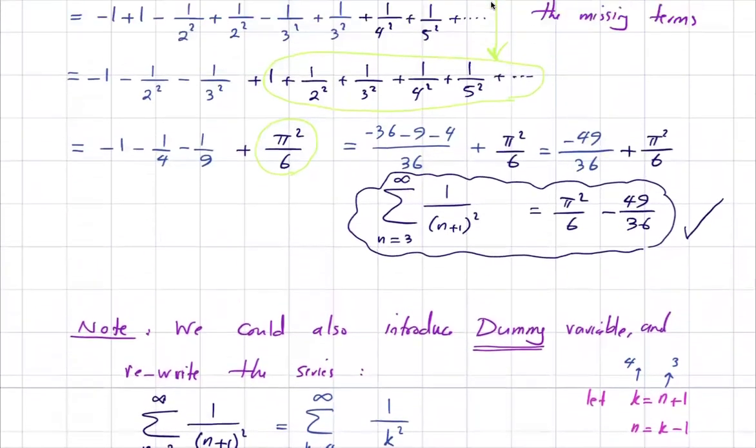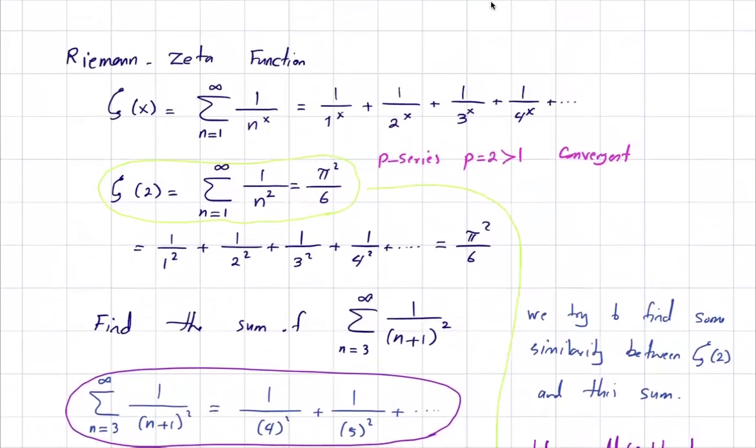So let me recap what we did. We introduced Riemann Zeta function. Zeta of x is defined as the summation of 1 over n to the x, and n starts from 1 and goes to infinity, which is 1 over 1 to the x plus 1 over 2 to the x plus 1 over 3 to the x plus 1 over 4 to the x plus so on. And zeta of 2 is the summation of 1 divided by n squared, which is basically a p-series. When p is equal to 2, which is more than 1, you get a convergent series. The sum of this series is pi squared divided by 6.